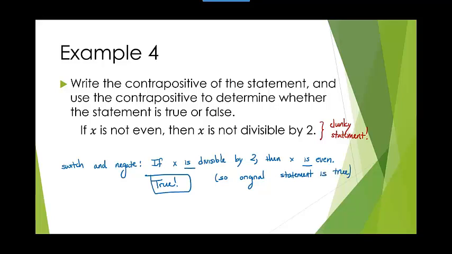Okay, so you can use the contrapositive, which may be an easier sentence, to figure out the truth value of the original sentence.